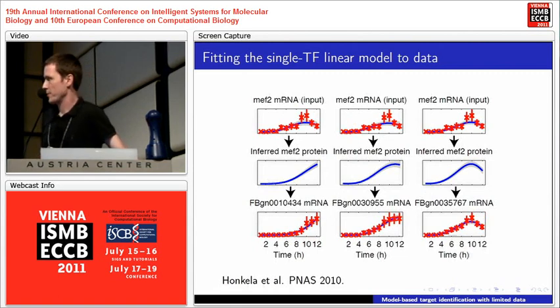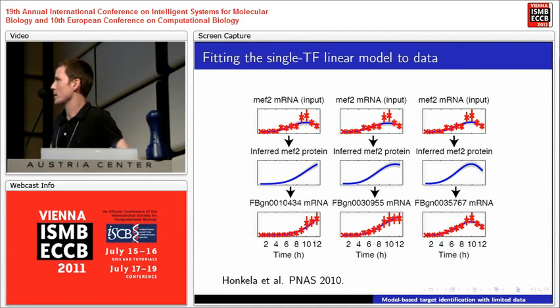For a different transcription factor also involved in this Drosophila development process, MEF2, we see that most of the targets are a bit boring. They do roughly the same thing. And they correlate quite highly with the transcription factor mRNA. And we'll see, actually, that in this case, the model doesn't give us a big benefit because the targets are all rather similar and quite highly correlated with the input.